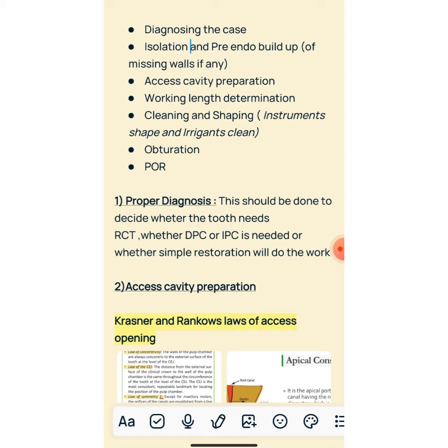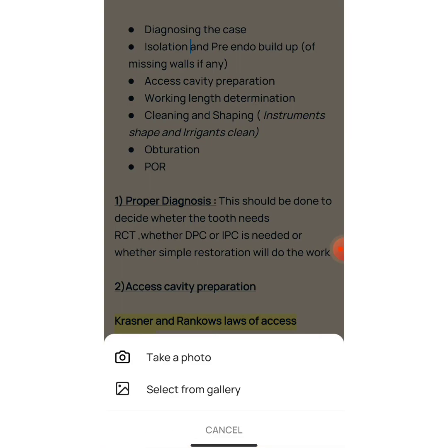This is the build-up which is done before the access cavity preparation, and this is done for the walls which are missing. If a wall of the tooth is missing due to caries or any other cause, we have to build it up before doing the access cavity preparation, and this is called pre-endo build-up. Then access cavity preparation, working length determination, cleaning and shaping, obturation, and post-obturation restoration.